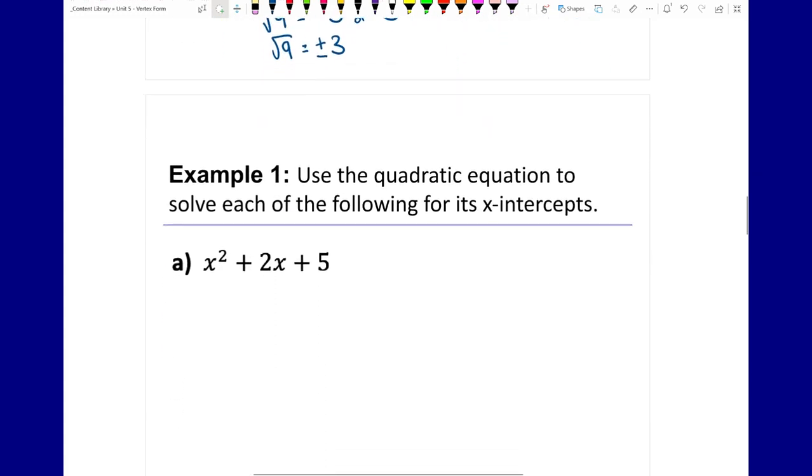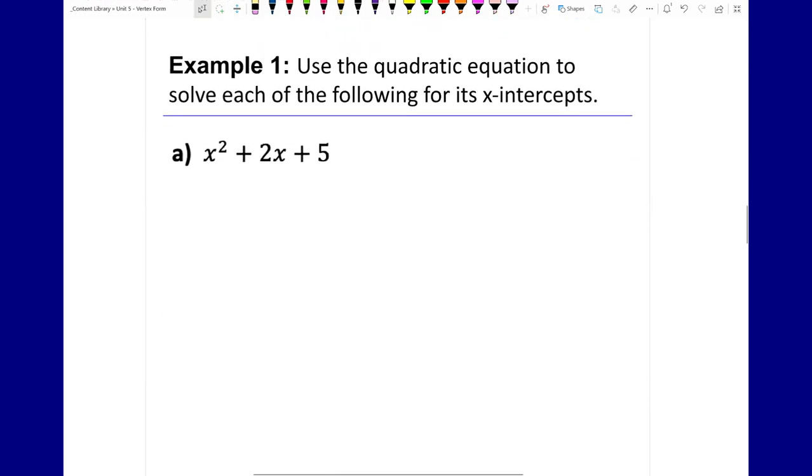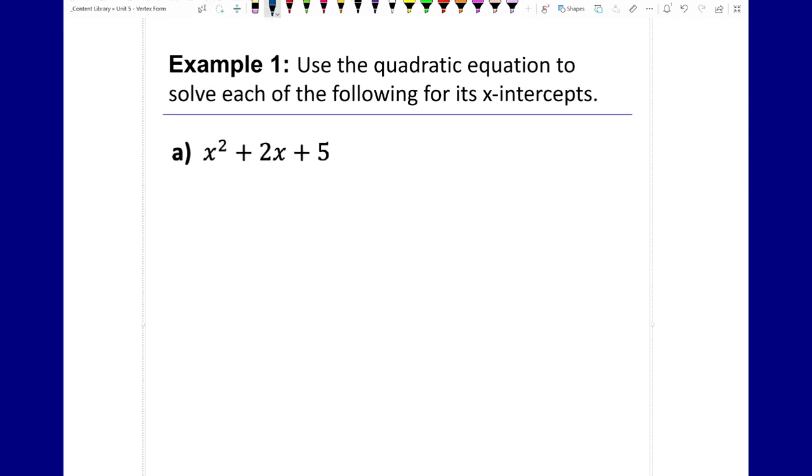So we just want to go through and use the quadratic formula to solve each of the following for its x-intercepts. So I have my standard form. I have my a, my b, and my c value. If it helps, you can write it off to the side as well. So a equals 1, because I don't see anything, there's an invisible 1. b equals positive 2, and c equals 5. You do have to be careful to include the sign in front when you're entering it into the quadratic formula.